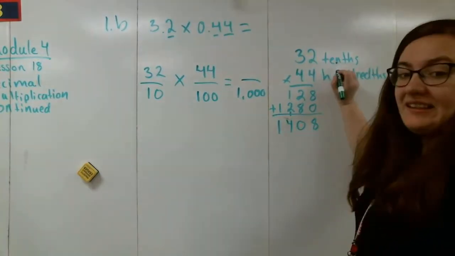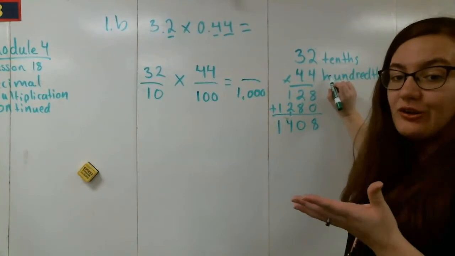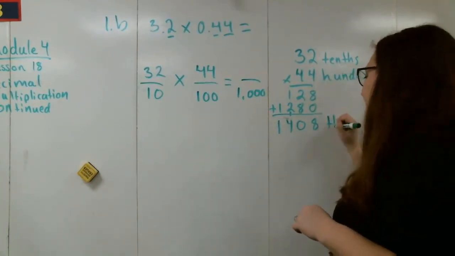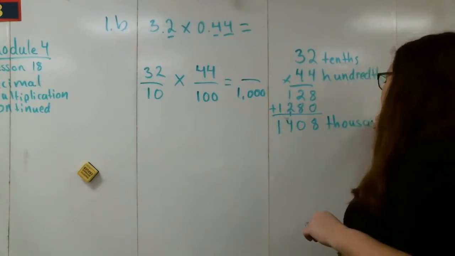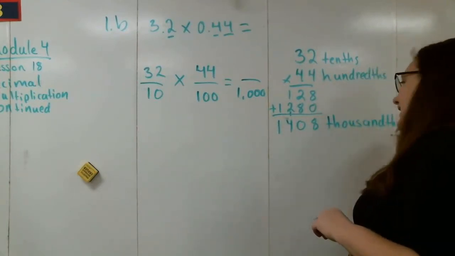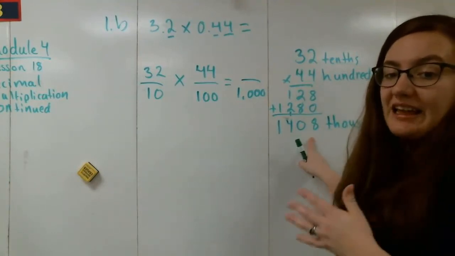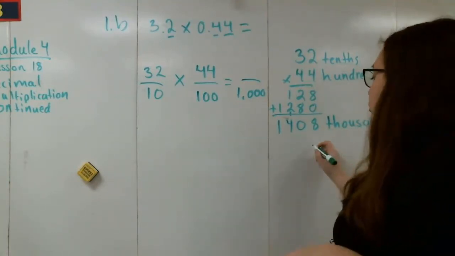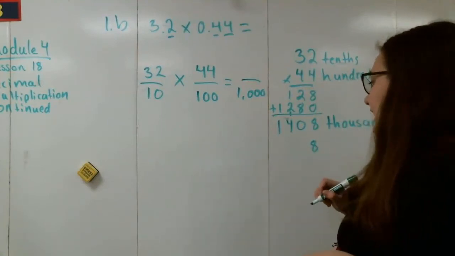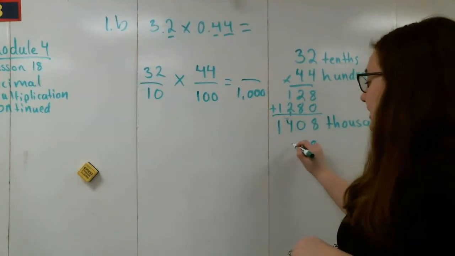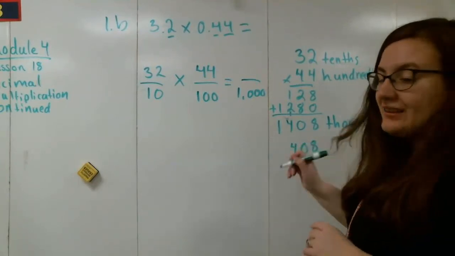If I have tenths times hundredths, because these also get multiplied too, tenths times hundredths gives me thousandths. So what this tells me is that my last place value needs to be in the thousandths place. So I'm going to write an 8 right here, in my thousandths. A 0 will then be in my hundredths. A 4 will be in my tenths.